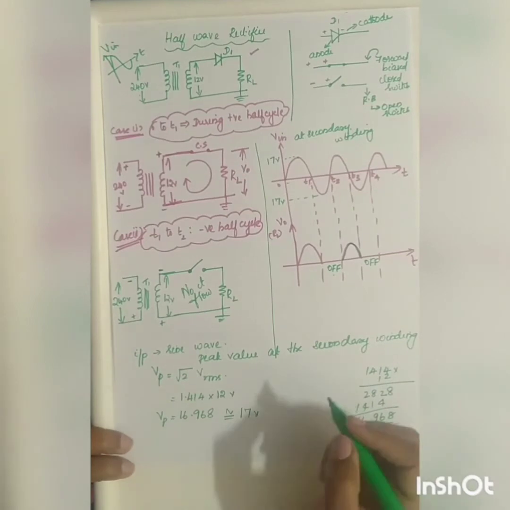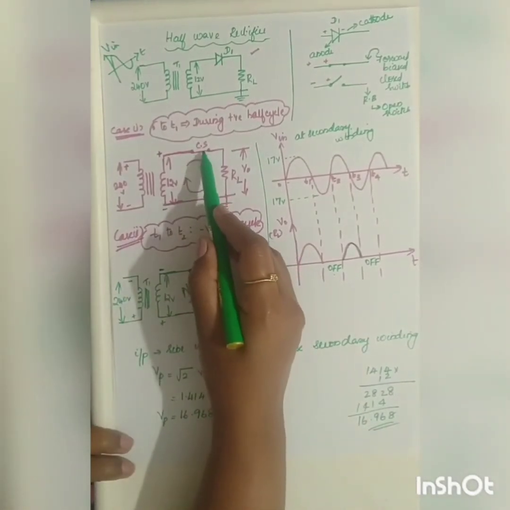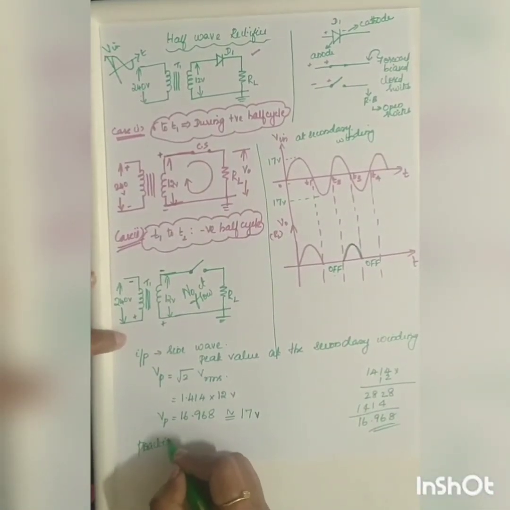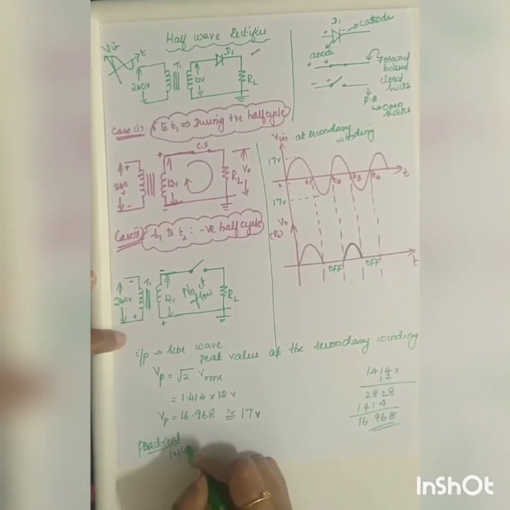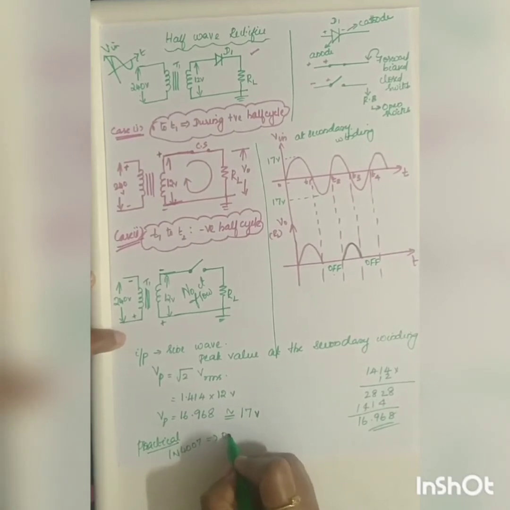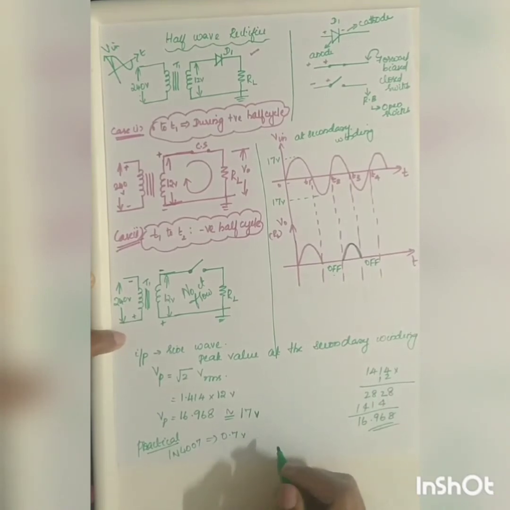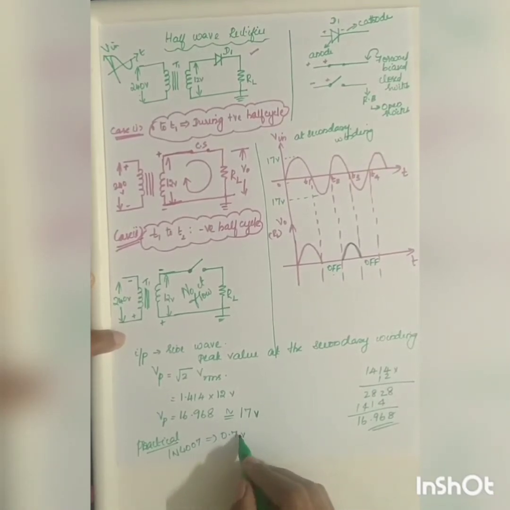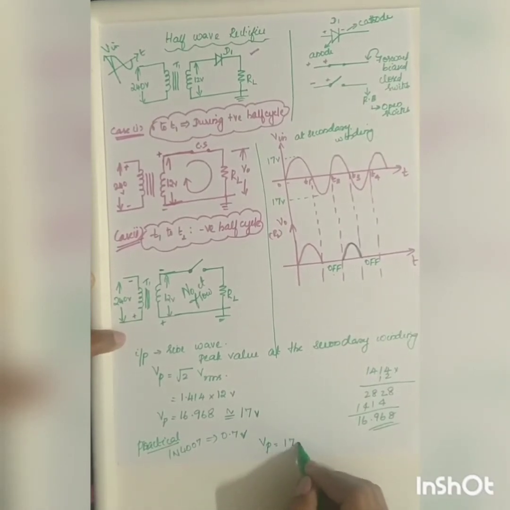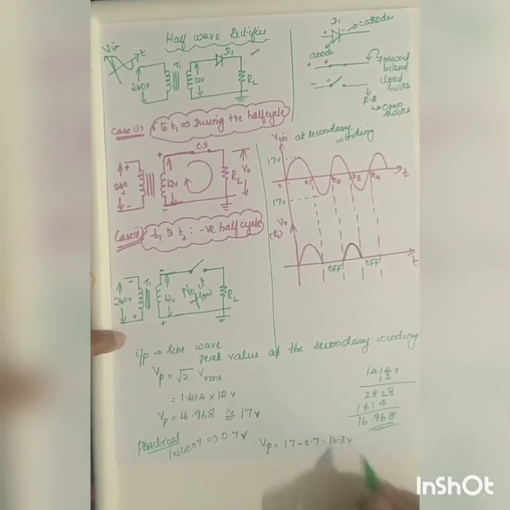Now for the ideal case, the diode will conduct from 0 volt. But in the practical case, for any diode, for example if I take 1N4007, the diode will start conducting at 0.7 volt. So in the practical case, the conduction will start from 0.7. So what will your Vp be? Vp will be equal to 17 minus 0.7, which is equal to 16.3 volt.